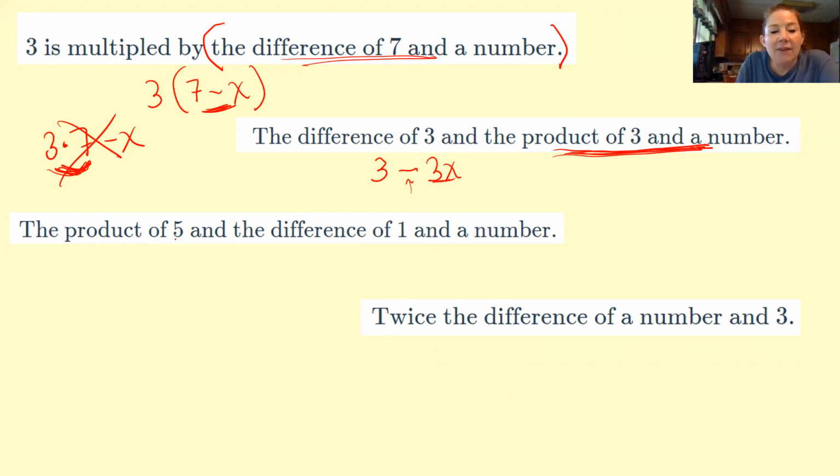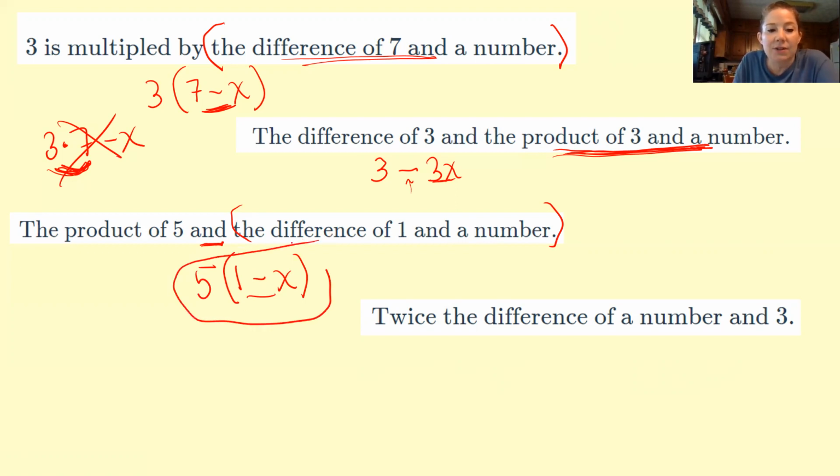The product of 5 and, so 5 times something, 5 times what? The difference of 1 and a number. The difference of 1 and a number, that means subtraction. And we're multiplying 5 times that whole quantity, the difference of 1 and a number. So that is the answer. If you just write 5 times 1 minus x, that's not right. That's saying only what's 5 times 1 minus x, which is not the same thing as this.